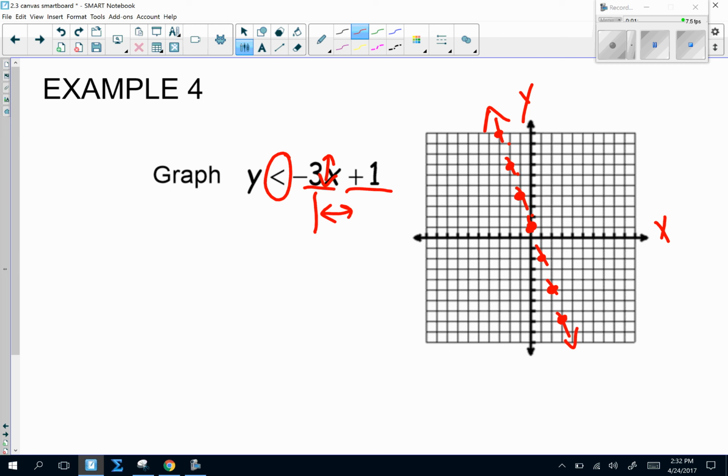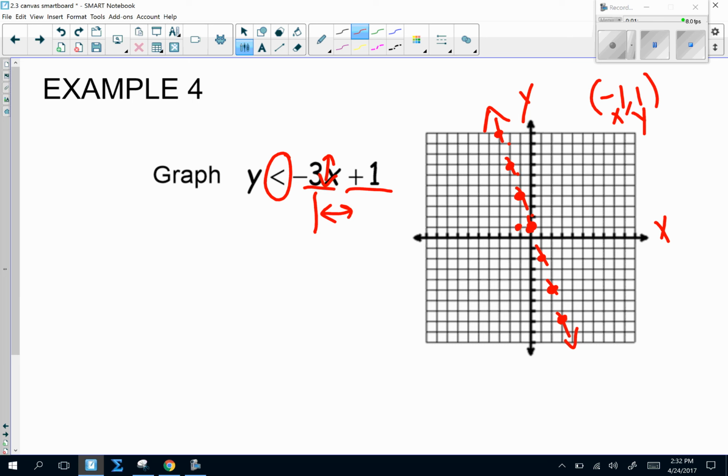And our last step for an inequality is shading. So for our shading, we're going to pick a point and check it out and determine which area it should be shaded in. So it's kind of close. Normally we'd use 0, 0, but that's kind of close. So I think we're going to use -1, 1.